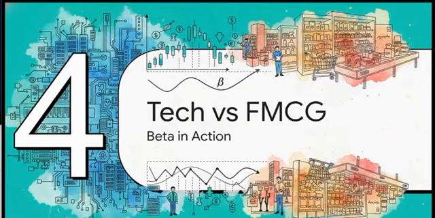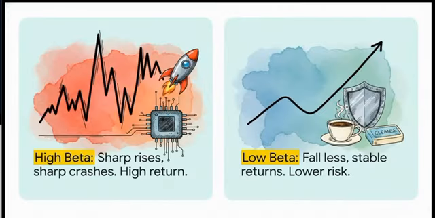Part 4. Tech versus FMCG. Let's see beta in action. Okay, abstract theory is great, but let's talk about the brands you interact with every single day. Let's contrast aggressive tech stocks with defensive, fast-moving consumer goods, or FMCG stocks.